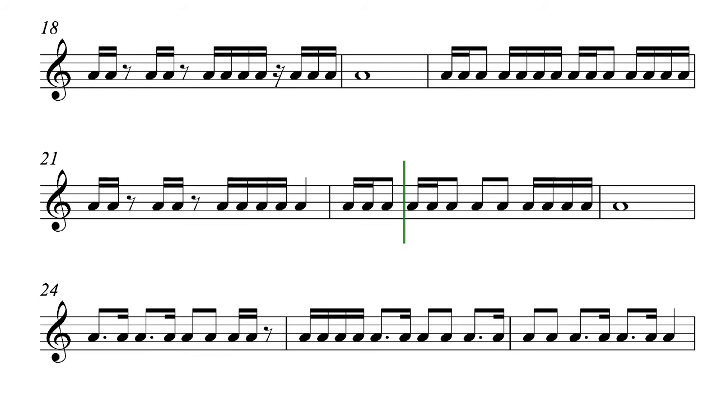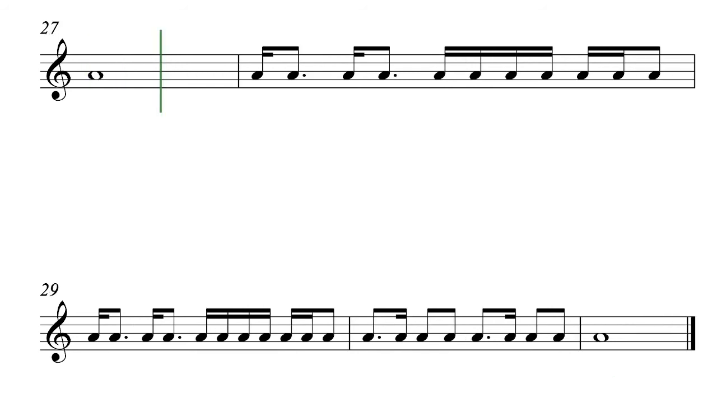1 E and a 2 E and a 3 and 4 E and a 1, 2, 3, 4. 1 E and a 2 E and a 3 and 4 E. 4 E and a 1 and 2 E and a 3 E and a 4. 2, 3, 4. 1 E and a 2 E and a 3 E and a 4 E. 2, 3, 4.